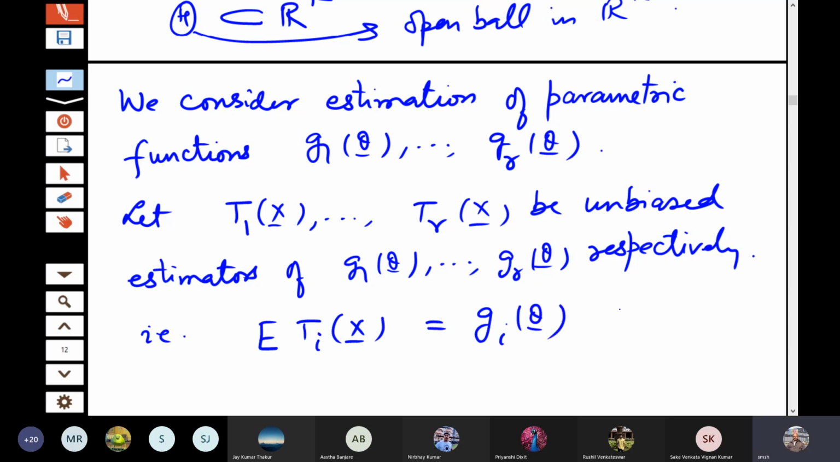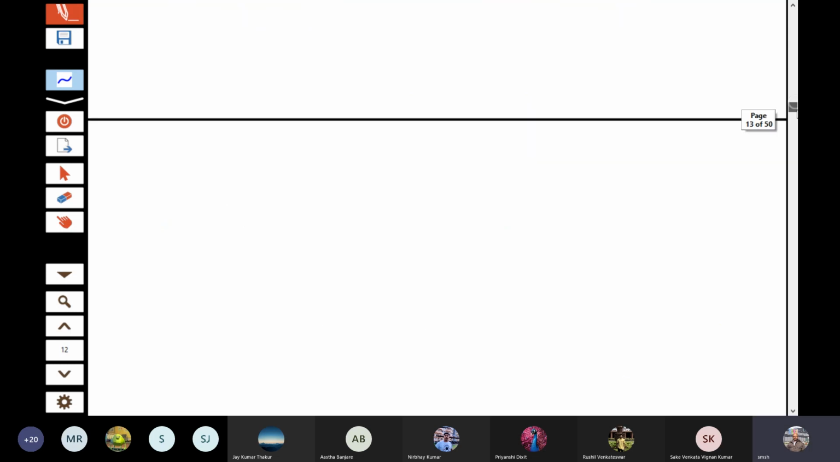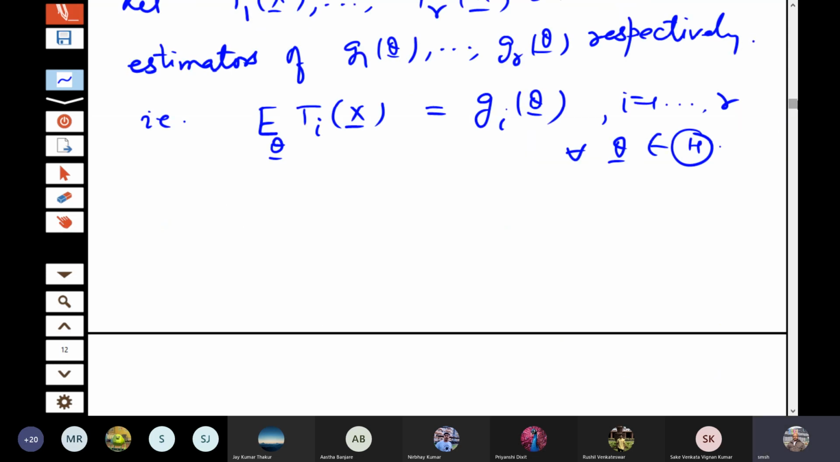So the expectation of Ti is equal to gi(theta) for i equal to 1 to r. So these are all unbiased estimators. We want lower bounds for the variances of the Ti's. So let us give some notation here. T prime, I will write as T1, T2, Tk, Tr.